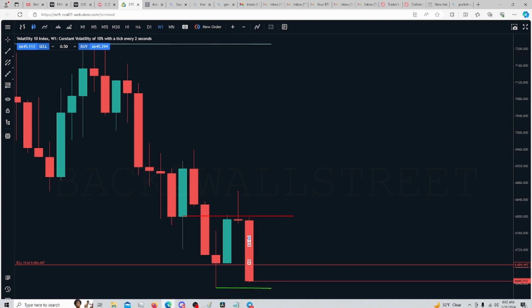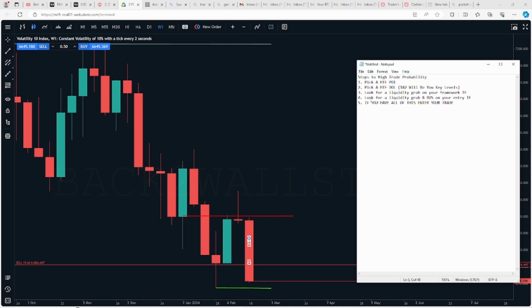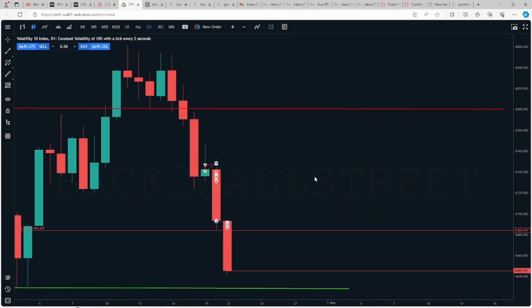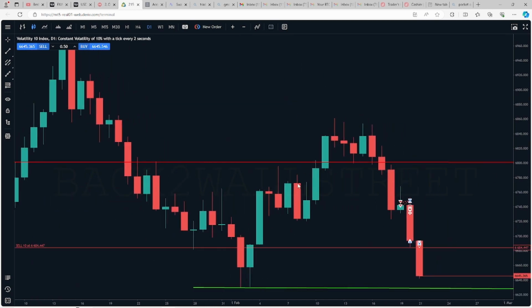Okay, so we got higher time frame draw liquidity. What's next? Look for a liquidity grab on your framework time frame. So we're gonna drop down. I did use the daily. I used multiple time frames, right? We have a quick up, then down, and then push up. So here is my high that got liquidated.